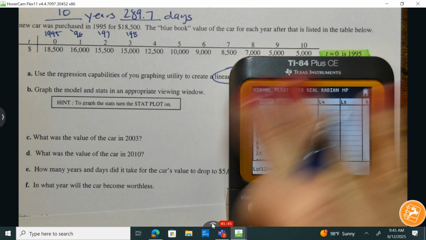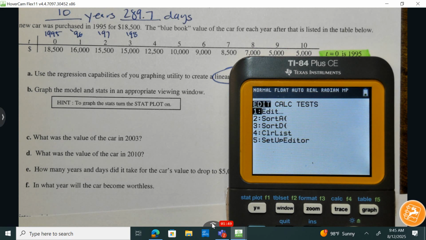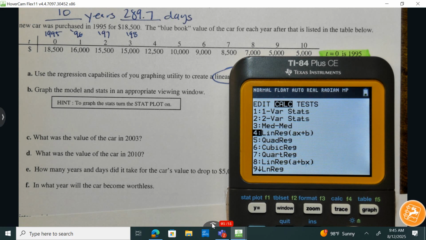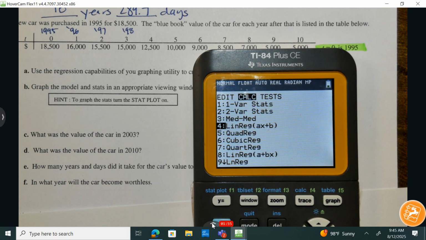So after I've put in the input and outputs and I've checked for accuracy, I'm going to go stat, calculate, and I'm going down to linear regression because it's a linear model. Then I'm going to press enter all the way through.